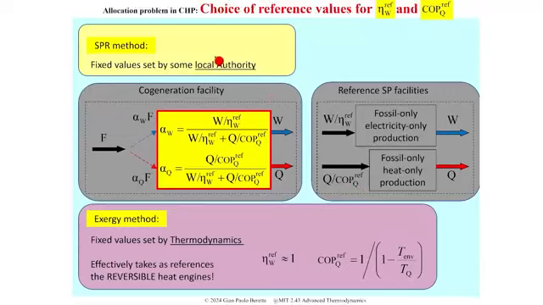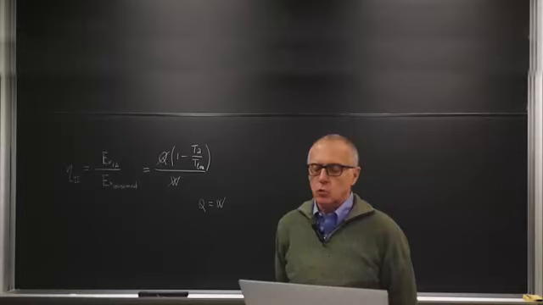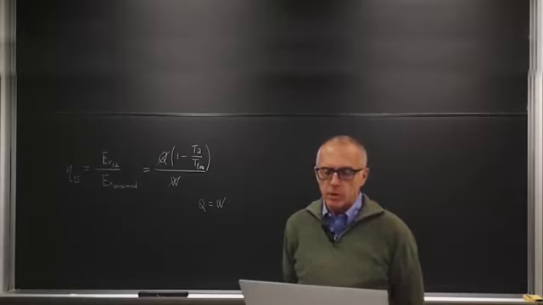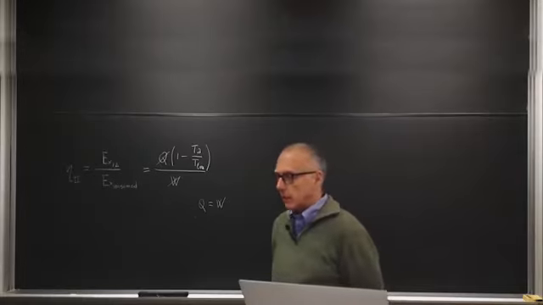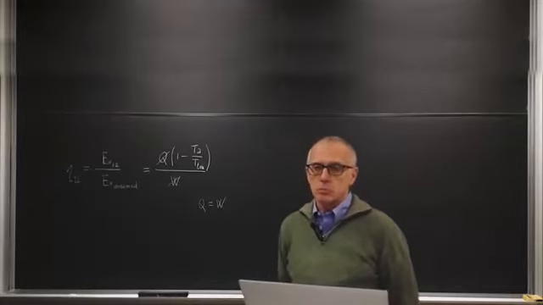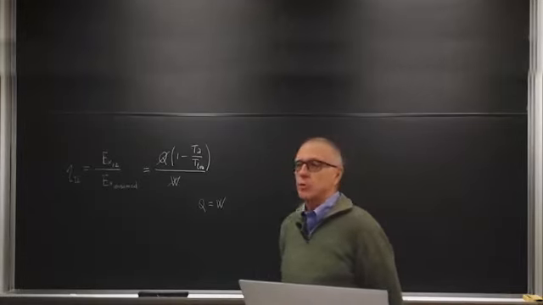Okay. One method is to simply do it arbitrarily, or maybe by some logic. You publish it, and it stays there for some years. Then maybe you update those reference values. The other extreme is you select the exergy reasoning. So you say, well, let's use as reference values the best you could do, namely the reversible processes.